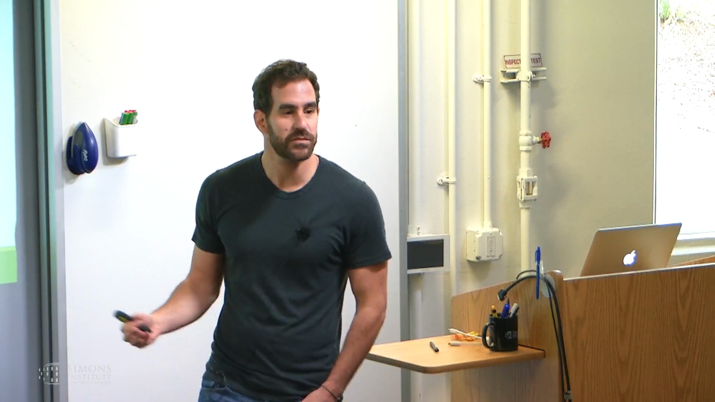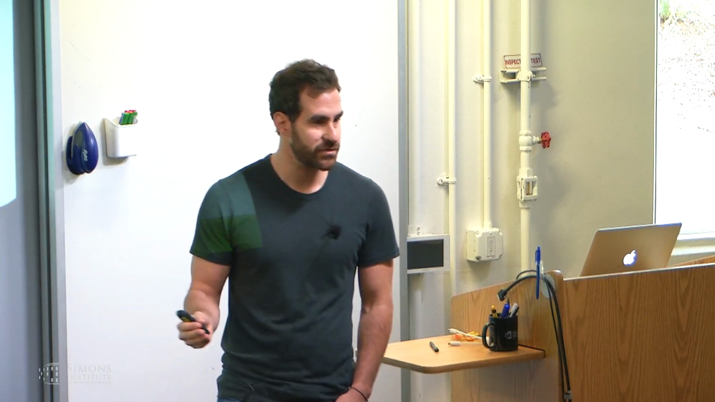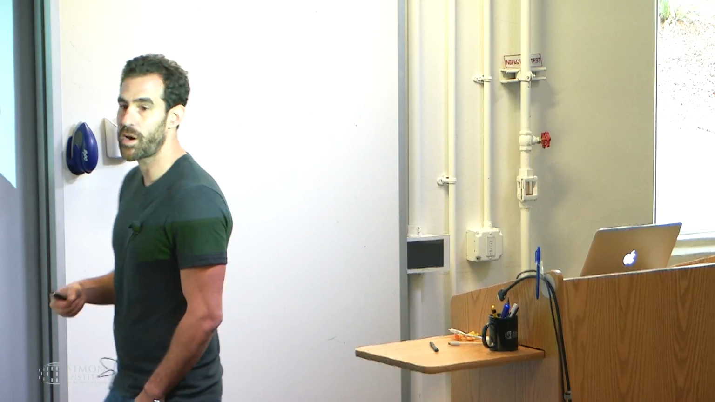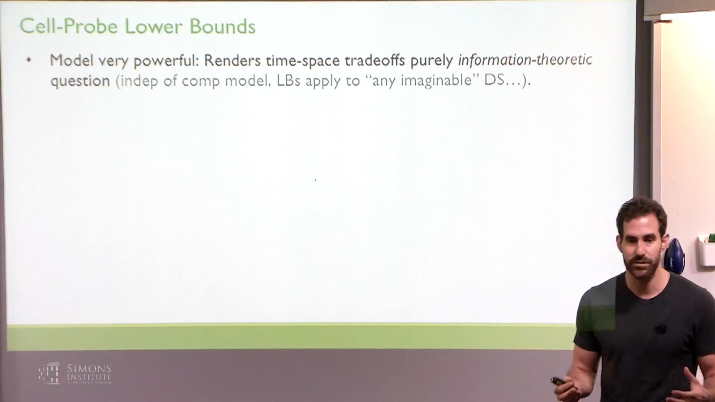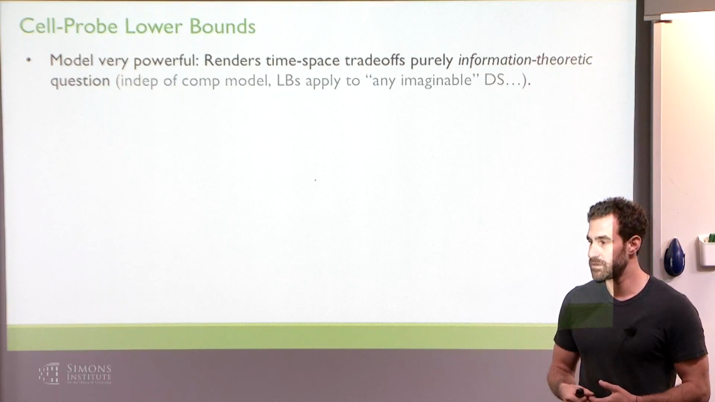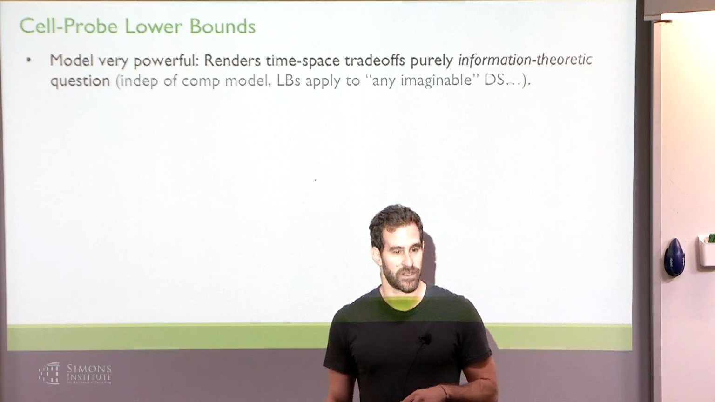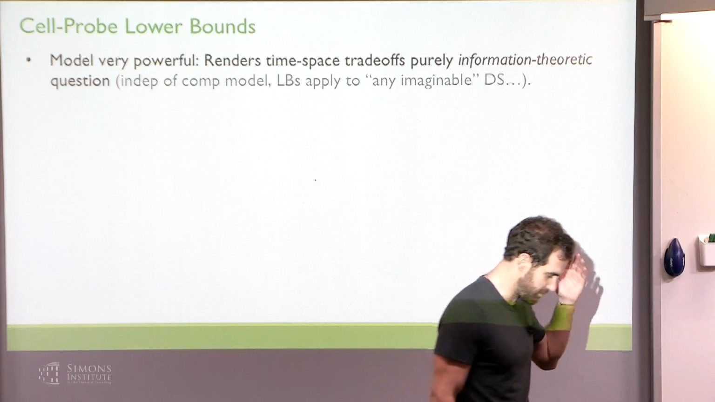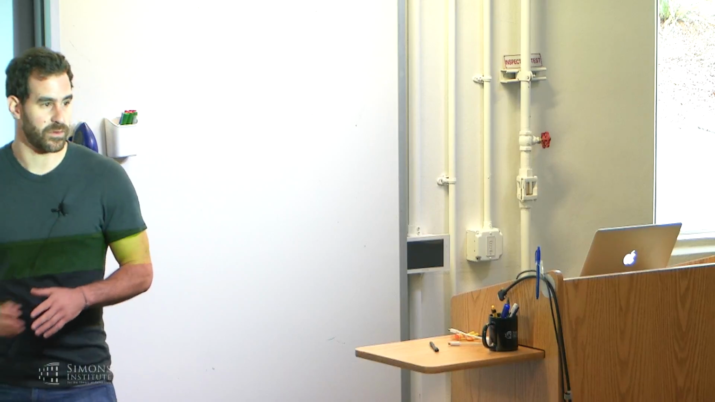This model is extremely powerful in the sense that it renders time-space trade-offs a completely information theoretic question. It's a non-uniform model, so there are absolutely no computational constraints. The claim to fame of this model is that it captures any data structure lower bound that you can imagine, whether it's implemented in C++ or Java code or on some Intel compiler and so forth. Since the gates are arbitrary, this model is non-uniform. It doesn't care about any computational constraints.